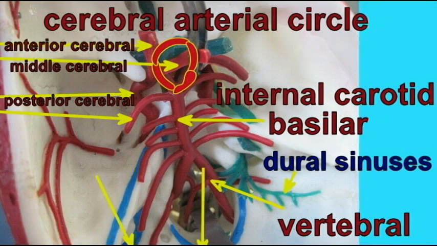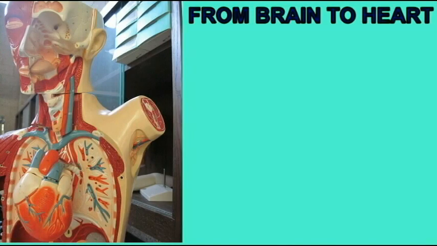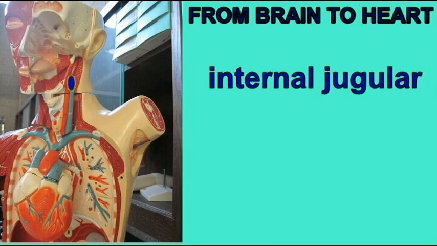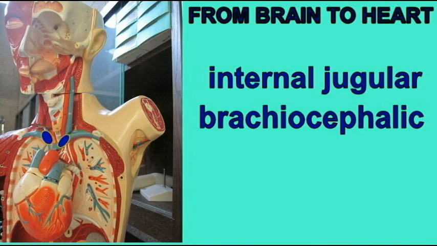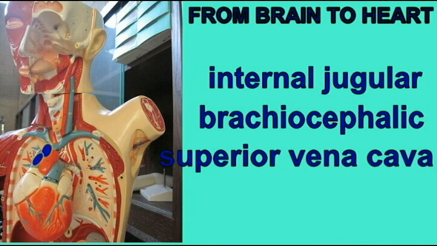Deoxygenated blood then passes through dural sinuses to the jugular. The internal jugular passes through the jugular foramen and will then fuse to the subclavian vein to form the brachiocephalic vein, one on each side. The two brachiocephalic veins fuse to form the superior vena cava, which then empties into the right atrium.